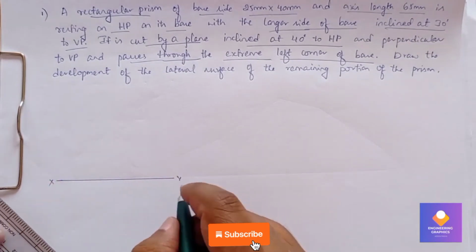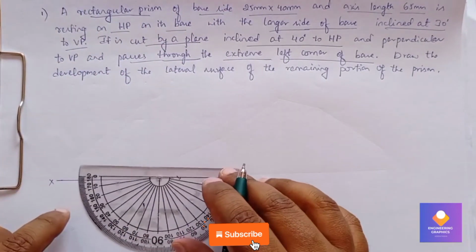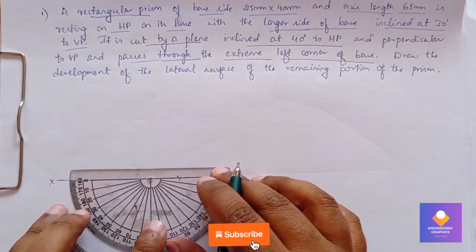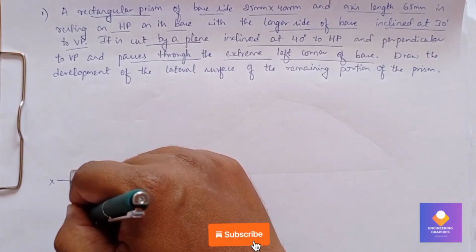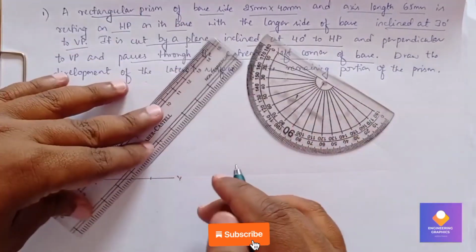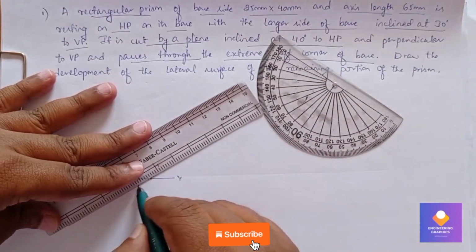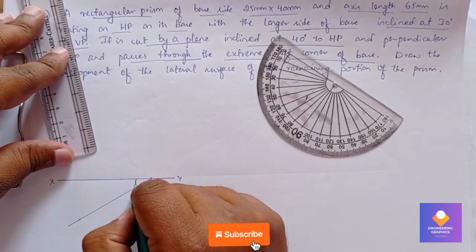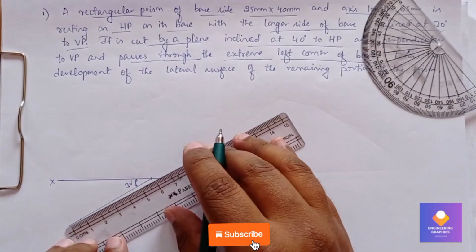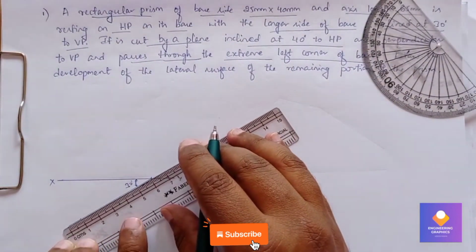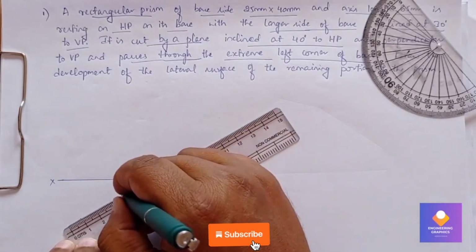I will take a reference point on this. Keep the protractor at this point and mark the angle of 30 degrees. So it is exactly inclined at an angle of 30 degrees. Draw a line passing through this angle point. Here the longer side is placed, which is 40 mm. So measure the length of 40 mm on this angle line.